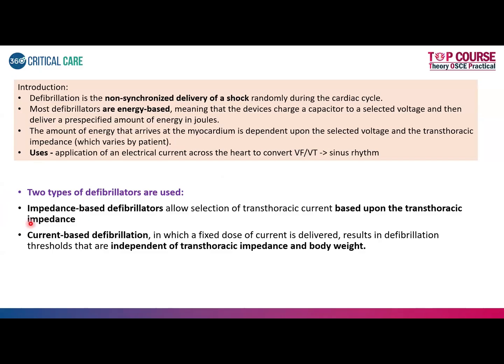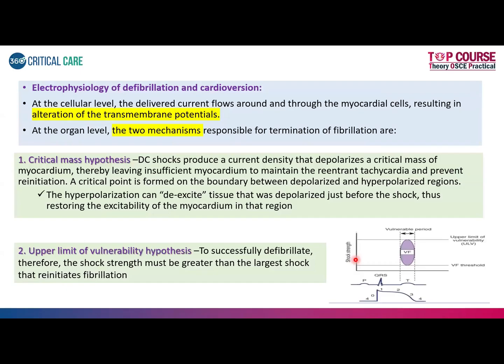Now, there are two types. One is the impedance based defibrillator, the other is the current based defibrillator. The impedance based allows the selection of transthoracic current based upon the transthoracic impedance, and the current based is independent of transthoracic impedance and body weight and gives a fixed dose of current.